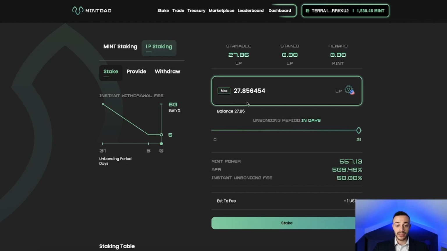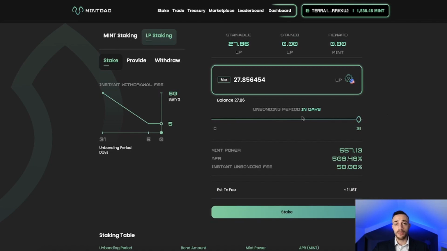So let's stake the maximum amount of LP tokens that we have. And again, we have the same option with the unbonding period. The higher our unbonding period, the higher the APR percentage reward. For a 31-day unbonding period, we're looking at a reward percentage of 509.49%. And if we just choose a 0-day instant unbonding period, we're still going to be earning 127.37%.